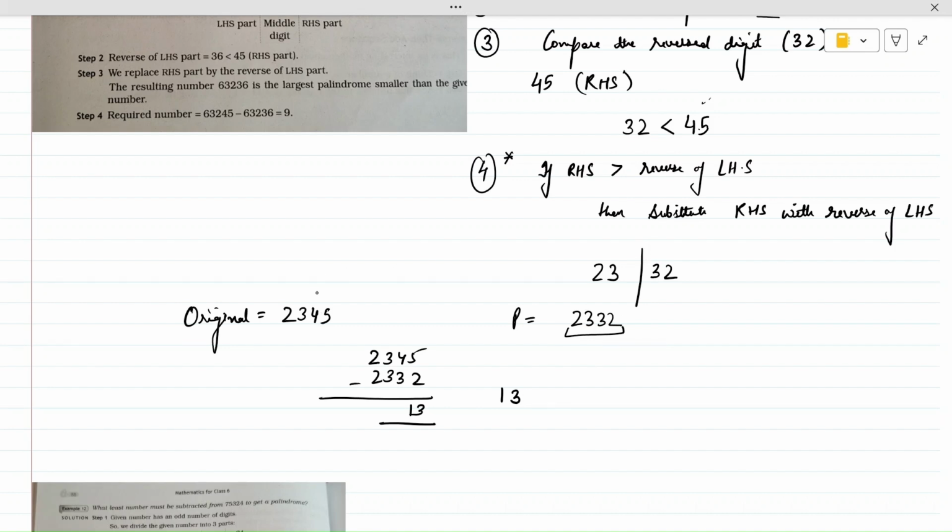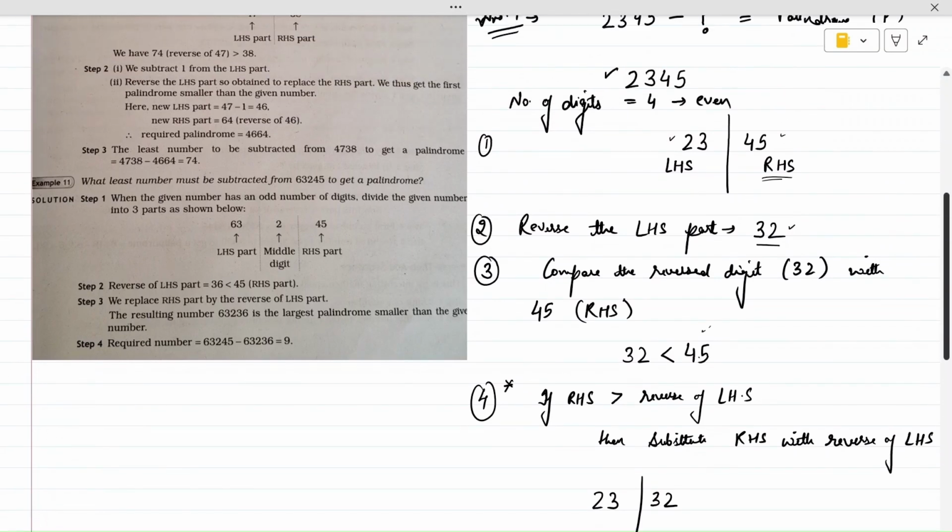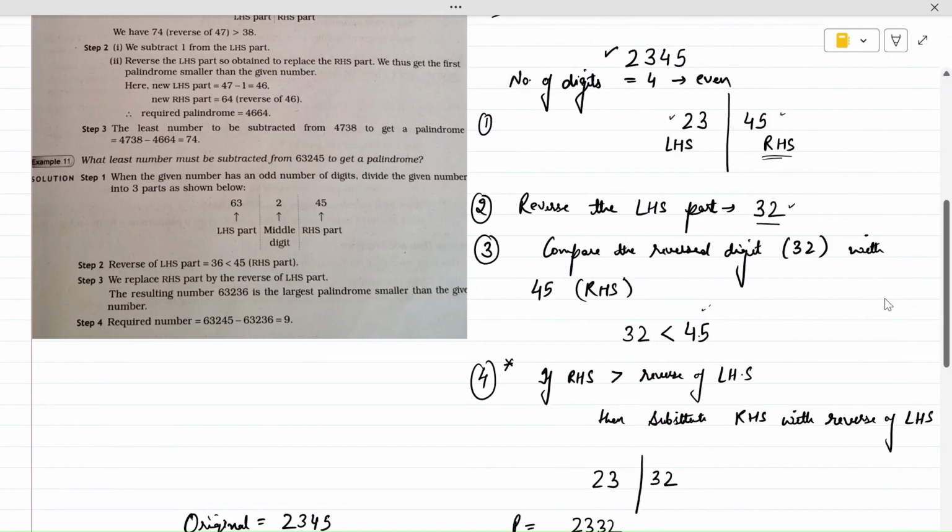And we have the original number, we have the palindrome number. To find the least number which should be subtracted from this to get this number, we will find the difference of the two, and that difference is 13. So this is the least number which when subtracted from 2345 will give us 2332. Okay, so kids, here we have to revise these rules properly, that is how we have to solve this question.